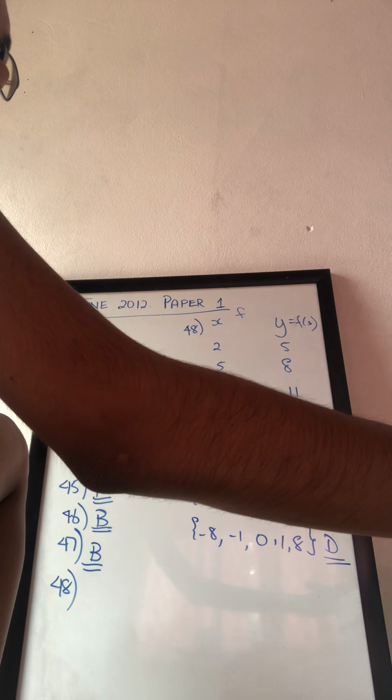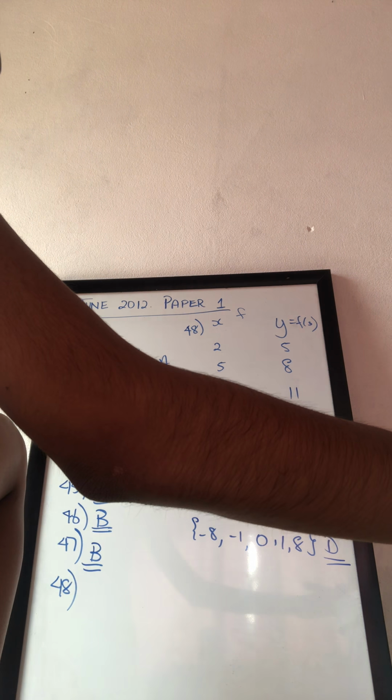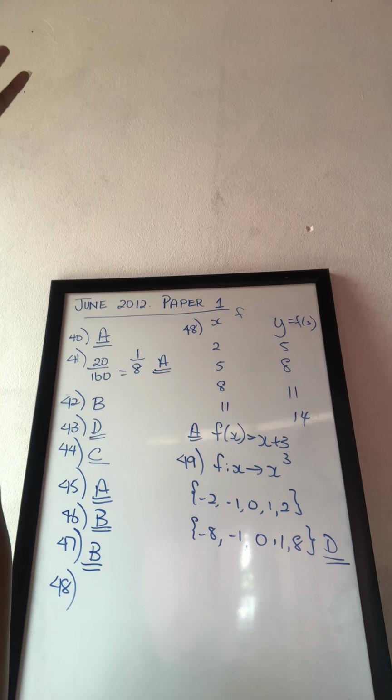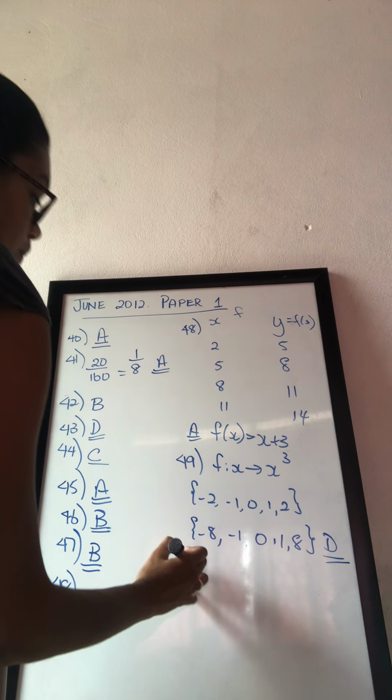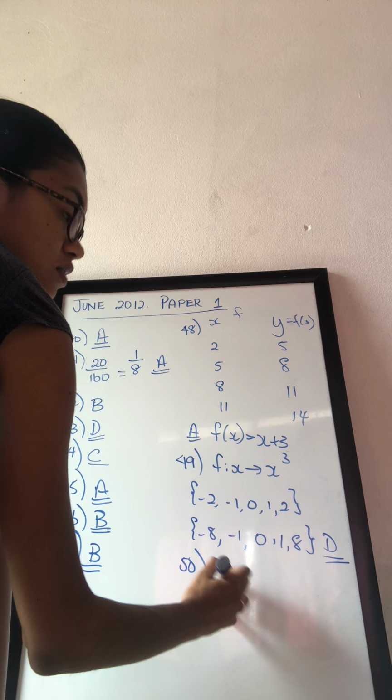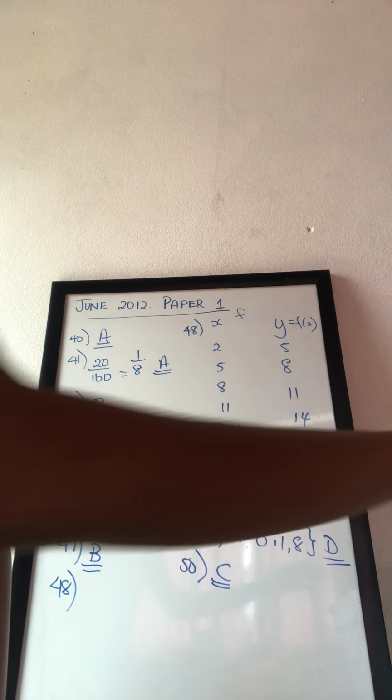For number 50, if A, B and C are constants, the equation of the graph could be, now we have a curve here. We know that the equation of a curve is ax squared plus bx plus c, right? Or the same thing as y is equal to ax squared plus bx plus c. So C is the answer for number 50.